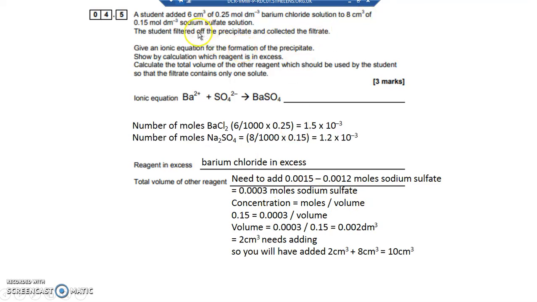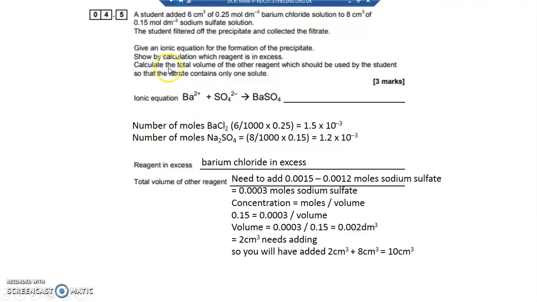The concentration of the sodium sulfate is 0.15. The number of moles that I need to add is 0.003 divided by the volume. So the volume is 0.003 divided by 0.15, which is 0.02 decimeter cubed. To get decimeter cubed into a lower unit value like centimeter cubed, I can multiply by 1000. So 0.002 multiplied by 1000 is 2 centimeter cubed that needs adding.